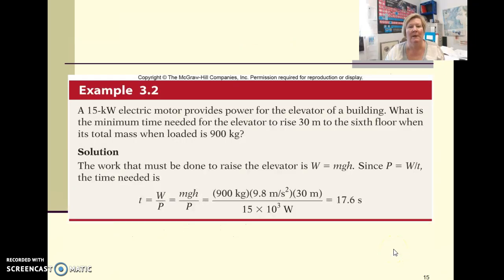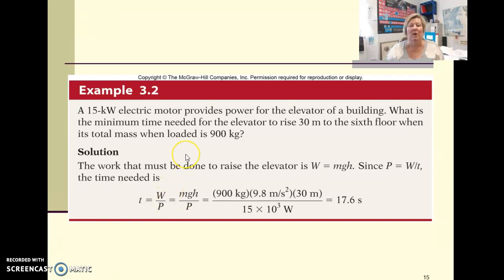Let's do an example problem. A 15 kilowatt motor provides power for an elevator. How much time is needed for the elevator to go 30 meters to the 6th floor when its total mass, when loaded, is 900 kilograms? So in this case, we're solving for the minimum time. So we need to rearrange power equals work divided by time and solve for time, which has been done right here. So time is equal to work divided by power.